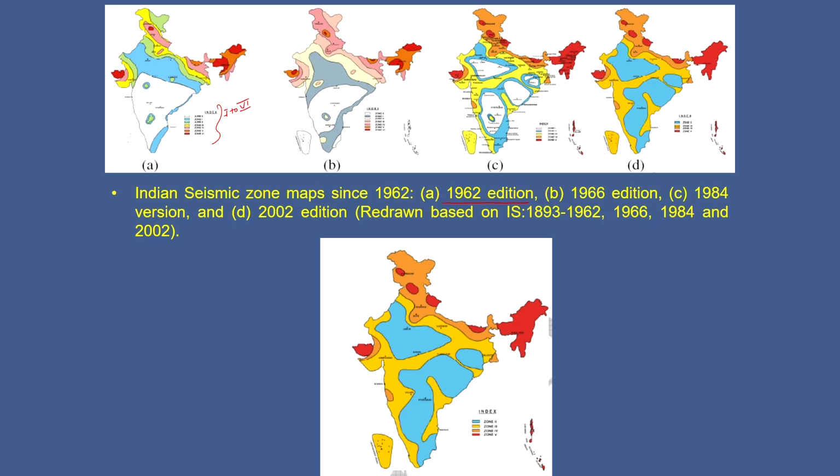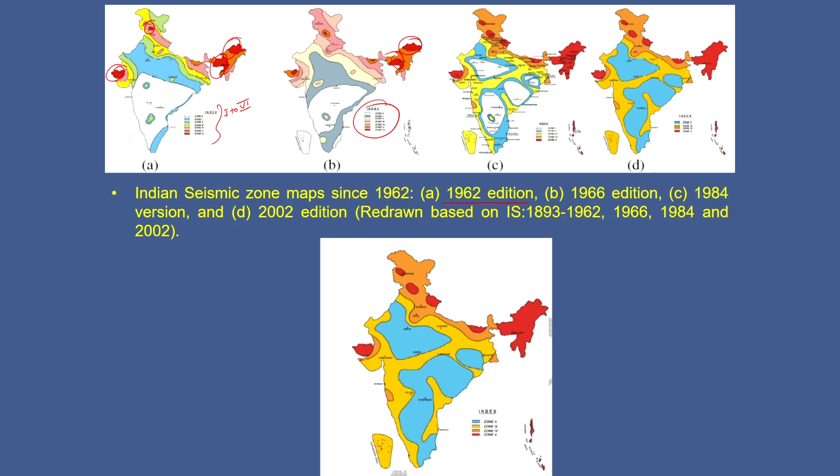But later on, as and when the data started coming in, and as and when we experienced earthquakes and the intensity assigned to that area, because this zoning basically talks about the intensity, or what the ground shaking will be.